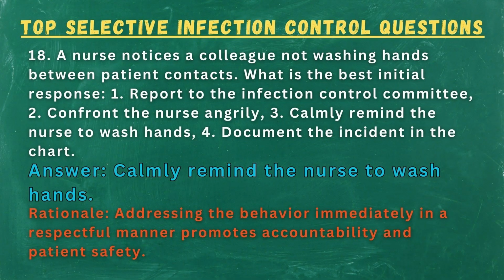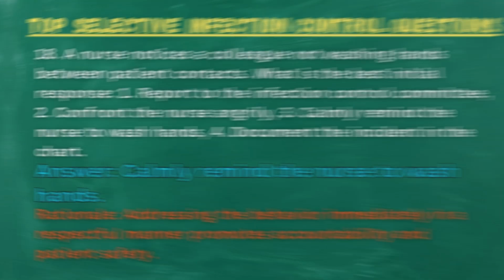18. A nurse notices a colleague not washing hands between patient contacts. What is the best initial response? 1. Report to the Infection Control Committee. 2. Confront the nurse angrily. 3. Calmly remind the nurse to wash hands. 4. Document the incident in the chart. Answer: calmly remind the nurse to wash hands. Rationale: addressing the behavior immediately in a respectful manner promotes accountability and patient safety.